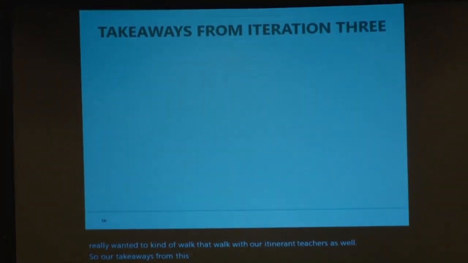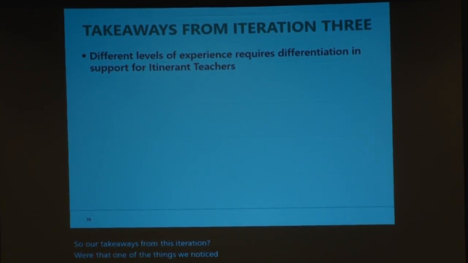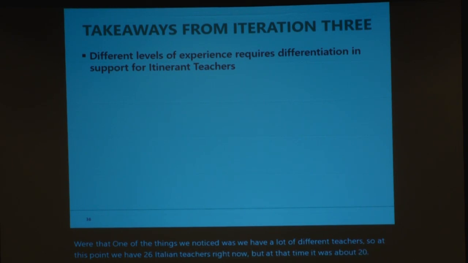So our takeaways from this iteration were that one of the things we noticed was we have a lot of different teachers. So at this point, we have 26 itinerant teachers right now, but at that time it was about 20. And there were some of those itinerant teachers who looked at me and said, "Tabitha, I have been teaching as long as you've been alive." And I was like, you know what, you're right. And I really wanted to empower that and say, you know what, I want to learn from you as much as I want to be able to bring a different perspective to what you're doing.